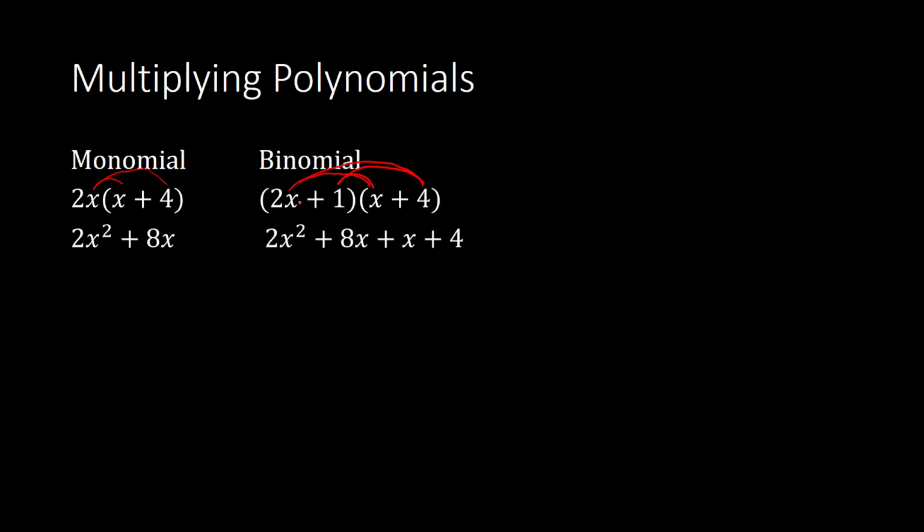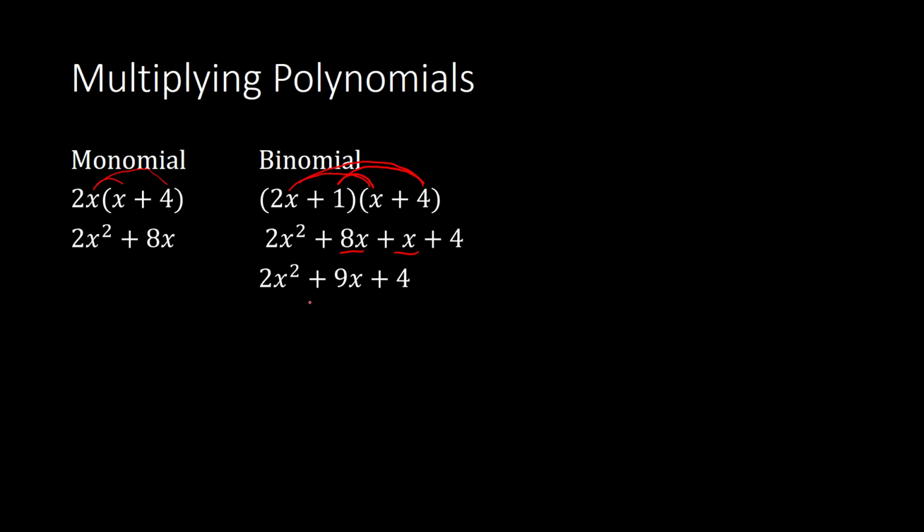So what I'm going to get would be the 2x times x gives me 2x squared. 2x times 4 gives me 8x. And then 1 times the x gives me 1x. 1 times 4 gives me 4. So I'm basically done. I just need to combine like terms. Here we have an 8x and a 1x. We can add those together and we get 9x. And that's all there is to it. You're just distributing, but you're doing it multiple times.